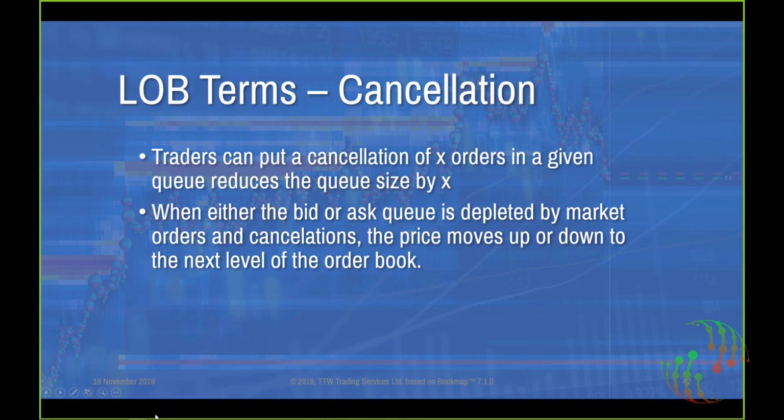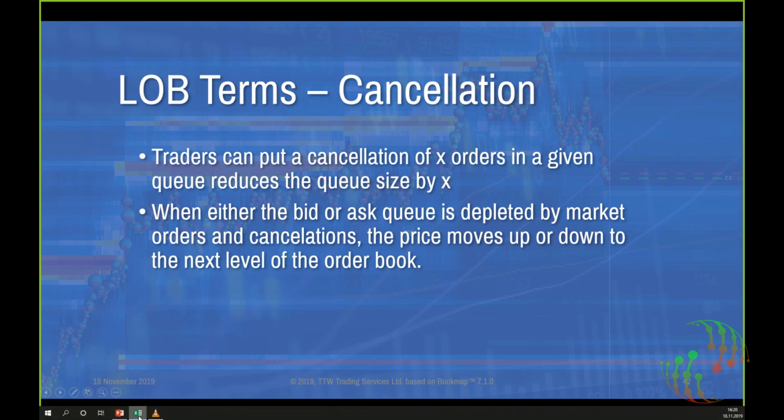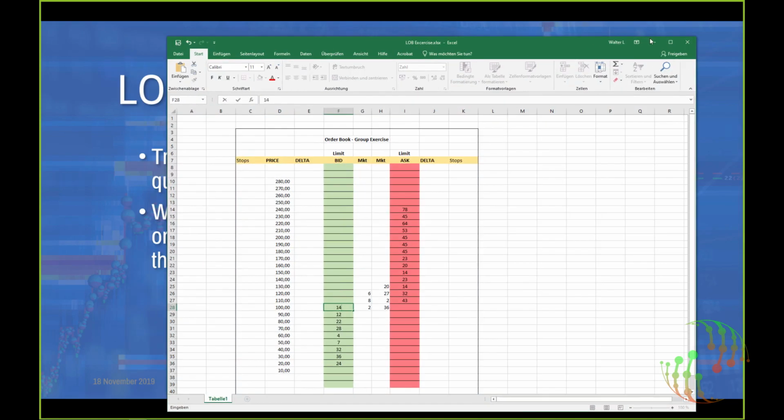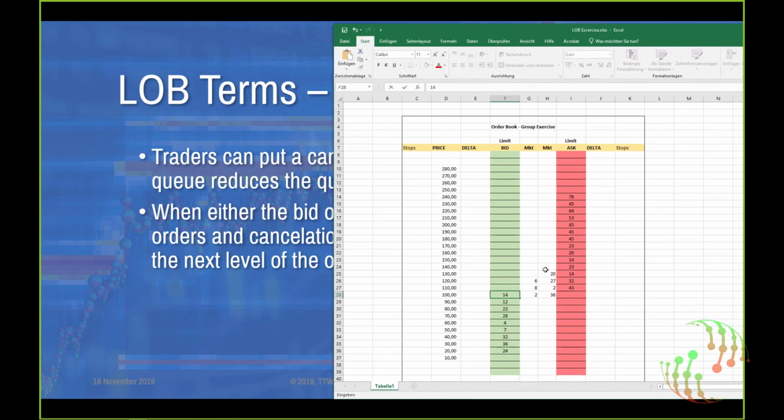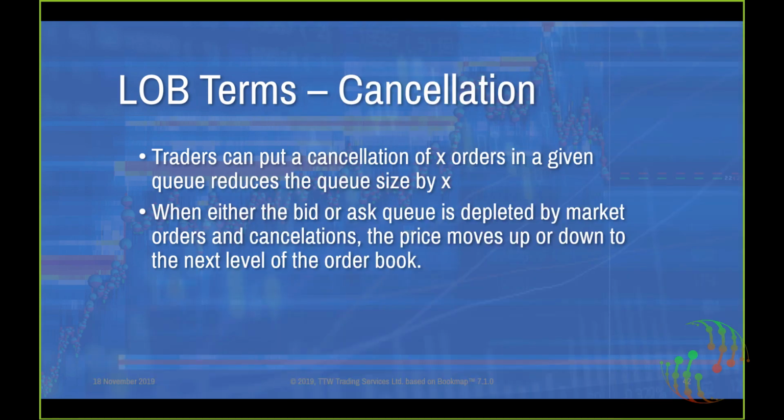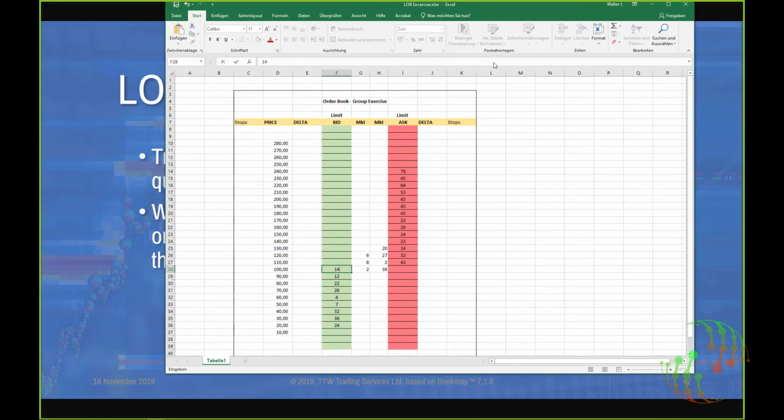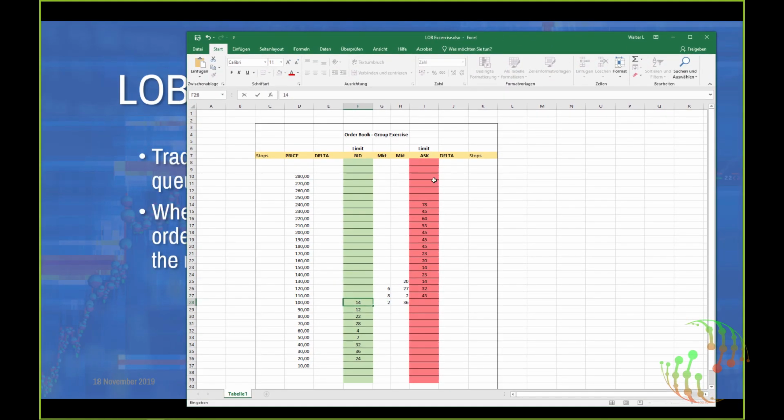Let me show you again where we are here. Now we are talking about that. So when either the bid or ask queue is depleted by market orders and cancellations, the price moves up or down to the next level of the order book. So to answer your question, George, again, if we are talking about cancellations, then we are talking about cancellations on bid or ask. Cancellations are a part of strategy.